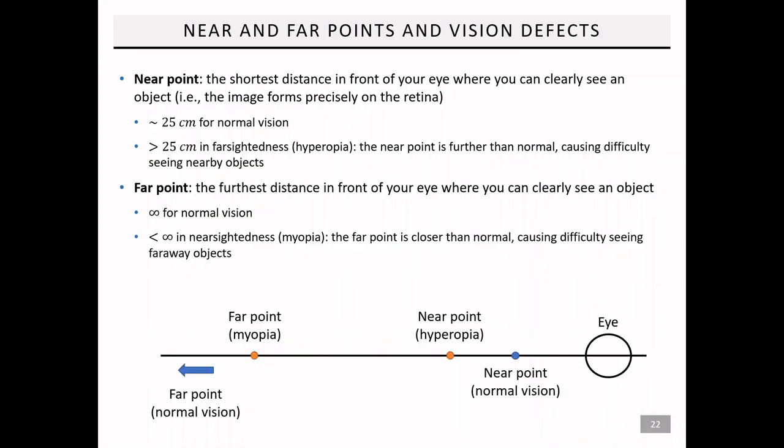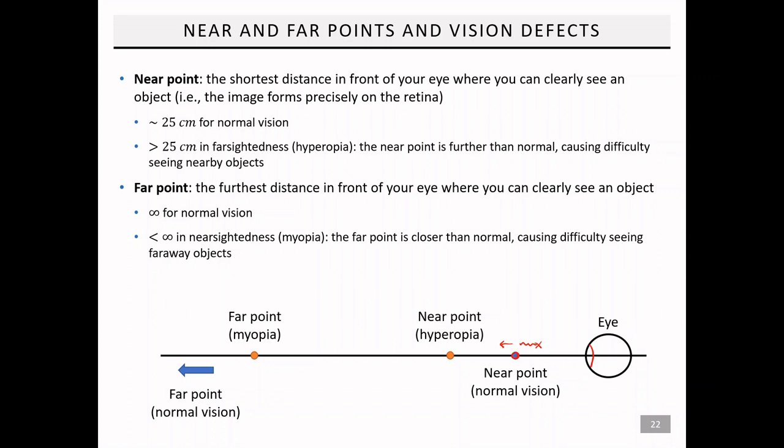To talk about the human eye, we define 2 points. The first one is the near point. This is the shortest distance in front of you where you can clearly see an object. So for this eye in the lower right corner, if your near point is at this blue dot, then anything to the left of this blue dot you'll be able to see clearly. Anything to the right of the blue dot will be blurry.